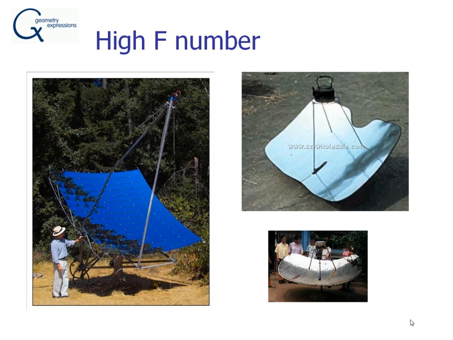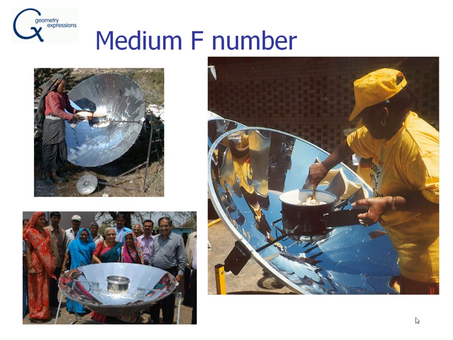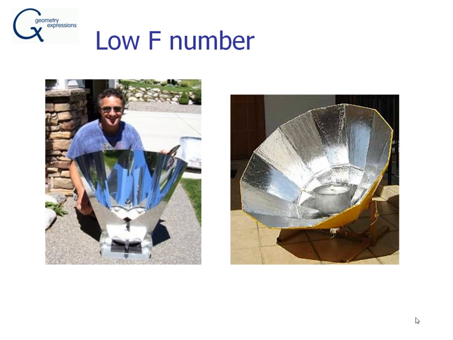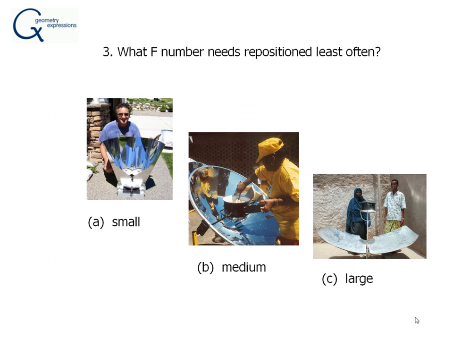So you see parabolic reflectors with various different kinds of F numbers. Here are some with a high F number. Here are some with medium F numbers. And here are a couple with low F numbers. And my question is this: which F number needs repositioned least often?